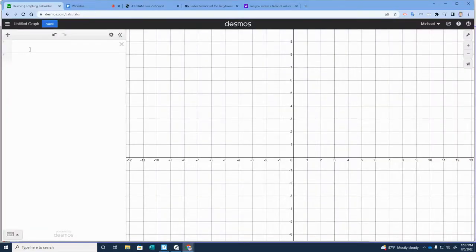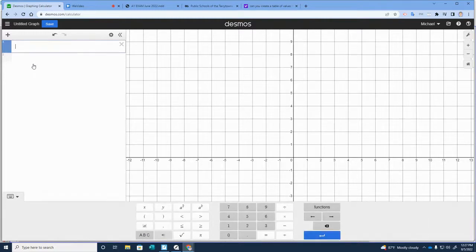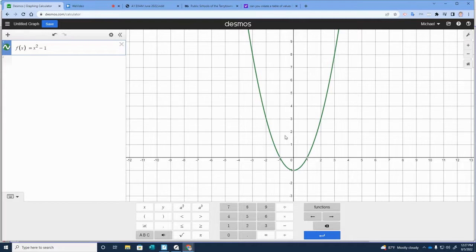I'm going to click into the first rectangular spot in the upper left, and I'm going to put f of x equals x squared. Remember, hit x. I come down to my keypad, use the a squared button, and then minus 1. You can see right here on the right side on the graph paper, the parabola appears.